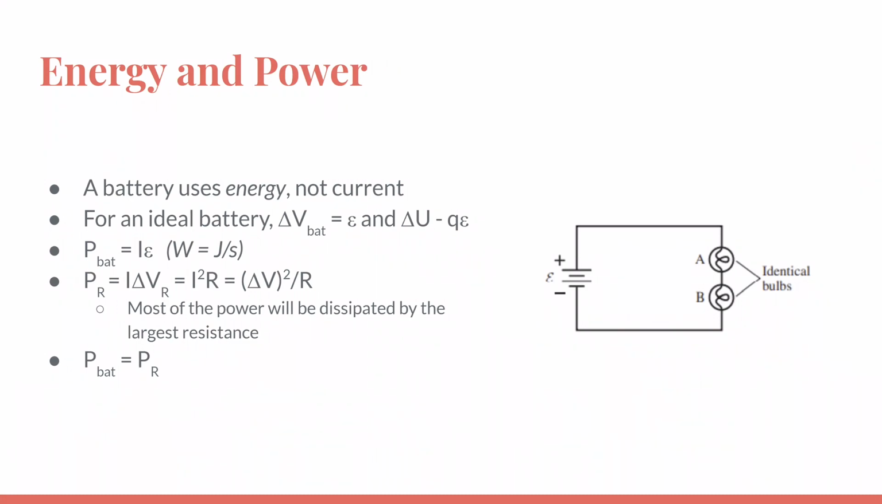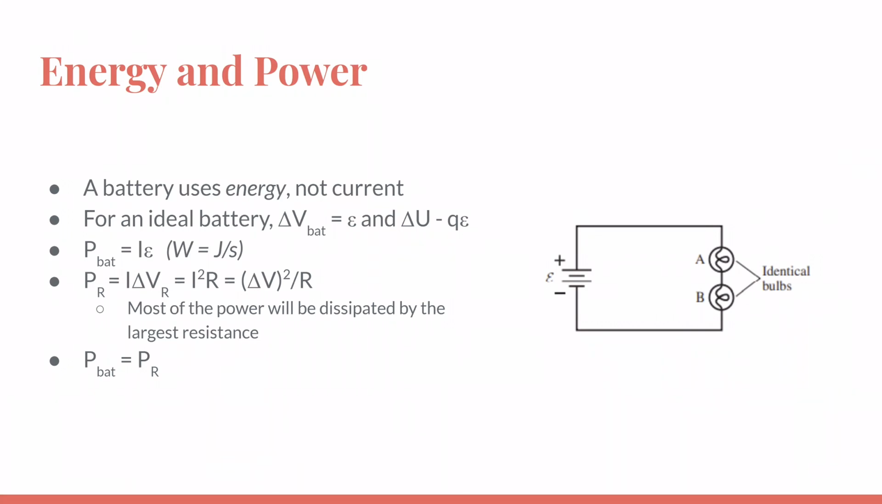And the power dissipated by the resistor is given by the equation, which is the current multiplied by the change in voltage of the resistor, or the total voltage drop from the resistors, which is also equal to current squared times resistance, which is also equivalent to the change in voltage squared over resistance. So most of the power will be dissipated by the largest resistance. And we see that the power delivered by an EMF is equivalent to the power dissipated by the resistor.